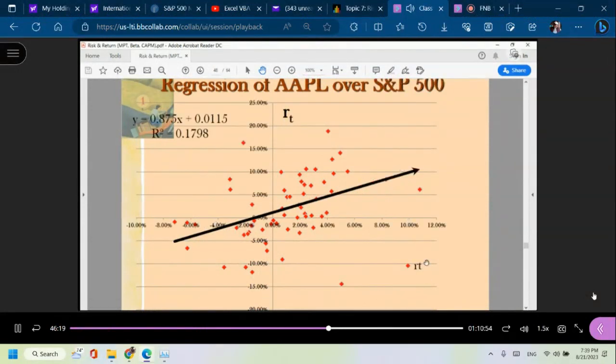Now, this was the regression result of Apple for that period of 5 years, 2011 through 2015. These were the actual scatter plot of Apple. The slope of the line was 0.875, and the vertical intercept was 0.0115. Tomorrow we're going to actually run regression, because we have data of Apple that we downloaded earlier. We're also going to download S&P 500 monthly data for 5 years, between 2018 and 2023, July to July. And then we will be able to run regression.